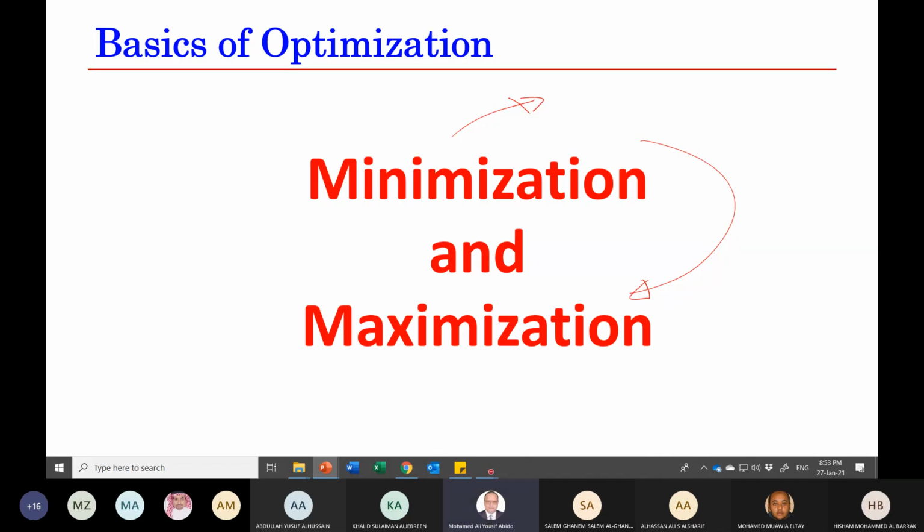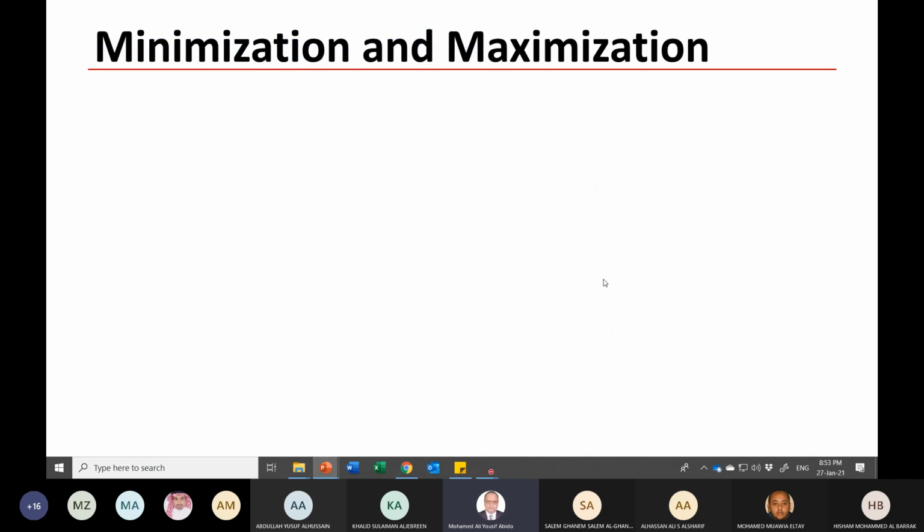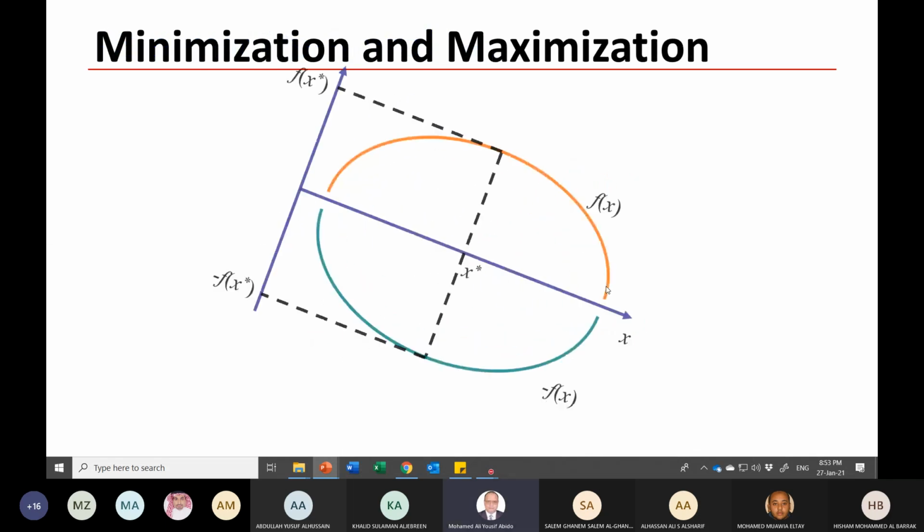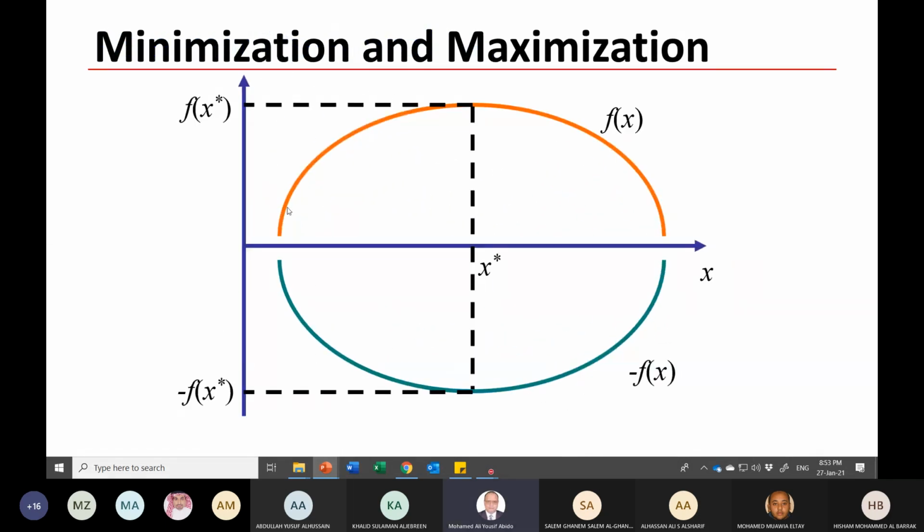Yes. Salem? Yeah, it's the inverse of each other. Inverse of each other, exactly. This is the case. Very simple. You can have this maximization problem. This is the maximization problem. You need to search for this value, X star, the optimal solution. This is the optimal solution here.